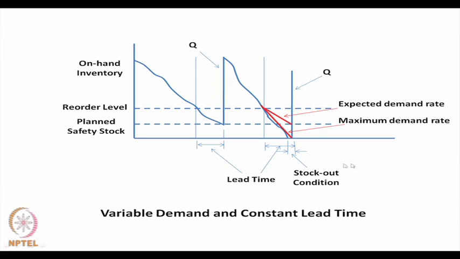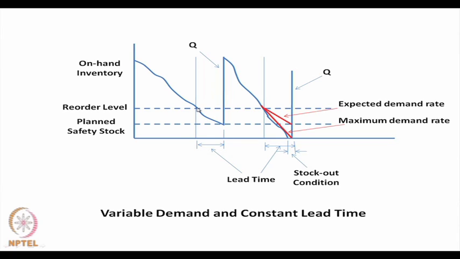It is like this, that you see, this is the time when we are placing an order for replenishment. On hand inventory is falling, and when it reaches a reorder level, we place an order for an amount q, and it arrives after a constant time. Now, you see that the way it is reducing is not a straight line, meaning that the demand rate is not constant, it is varying, and it is expected that one would like that the inventory should not come to 0 during this lead time.